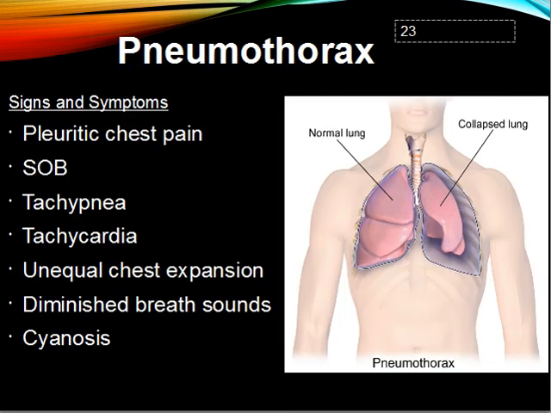Pneumothorax. As you can see, you have a collapsed lung. The lung is held open not by the pressure of the air going down into the lungs, but by the pressure of the pleural space. So basically the lung is held open by the surfactant around the lung, and it's the pressure that holds it to the chest wall cavity. Signs and symptoms of a pneumothorax are pleuritic chest pain, shortness of breath, tachypnea, tachycardia, unequal chest expansion, and diminished breath sounds on the pneumothorax side, including cyanosis.